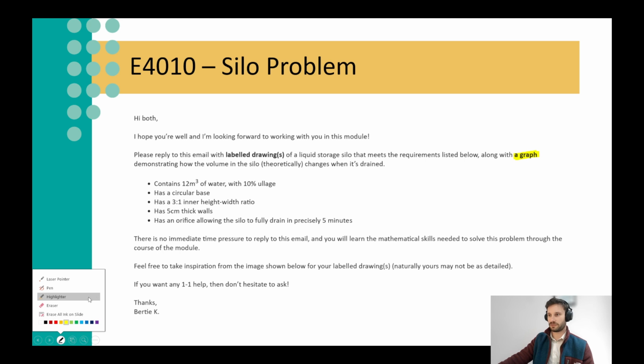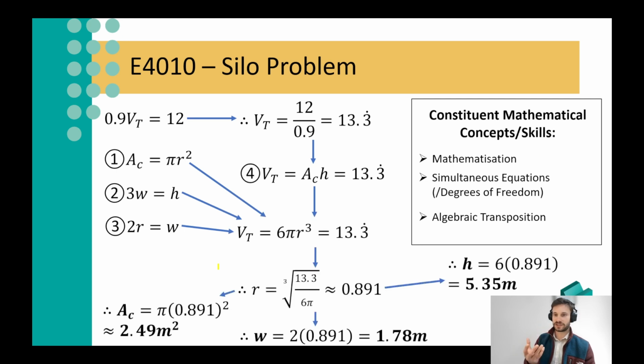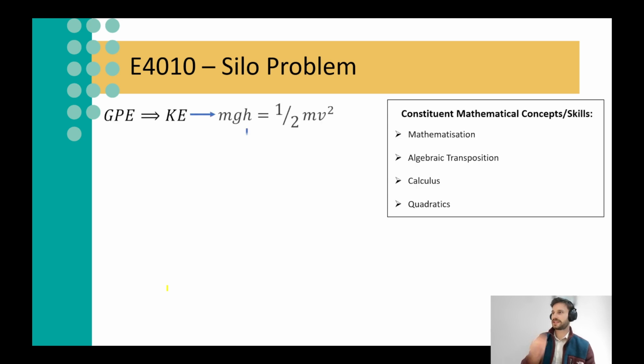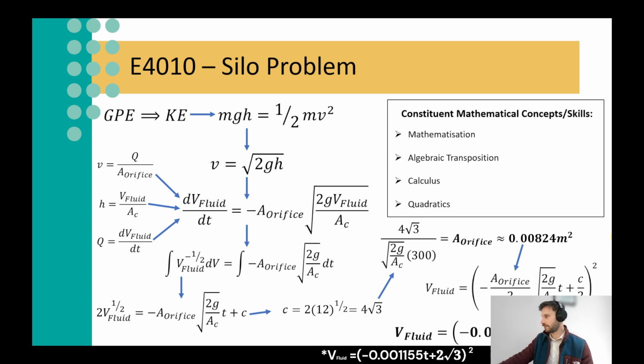Just to very quickly recap, and I mean very quickly, I've produced some slides here. So this is kind of what we did in the first problem here, and we landed on these values of 5.35 for height, 1.78 for width, and 2.49 for cross-sectional area here. In the second video, we did something that looks like this, where we determined the area of the orifice through which the liquid storage silo is being drained.